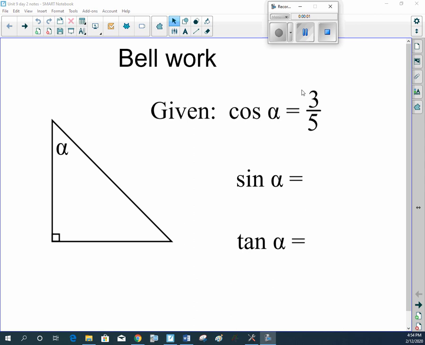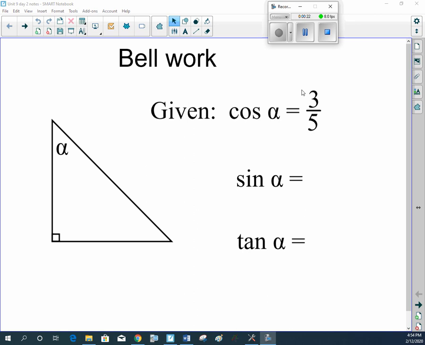Okay, quick review. We are learning our three trig functions. Well, we have 6 of them, but the three main ones are sine, cosine, and tangent. Those go along with our acronym, SOHCAHTOA. I want you to find what sine alpha and tangent alpha are, telling you that cosine alpha equals 3/5.